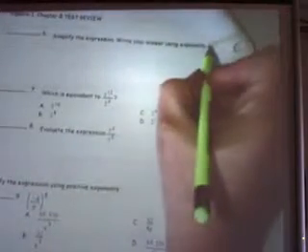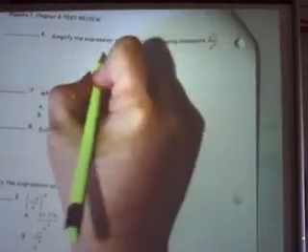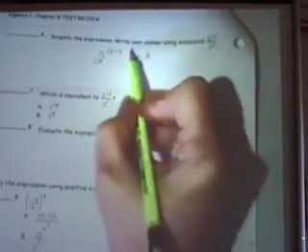Next problem. Number 6. Simplify the expression. Write your answer using exponents. Okay, I can see I'm dividing. Am I dividing like bases? Yes. So when you divide like bases, you subtract the exponent. So 12 minus 4 is going to give me 2 to the 8th. Since it says to write your answer using exponents, that will be your final answer.